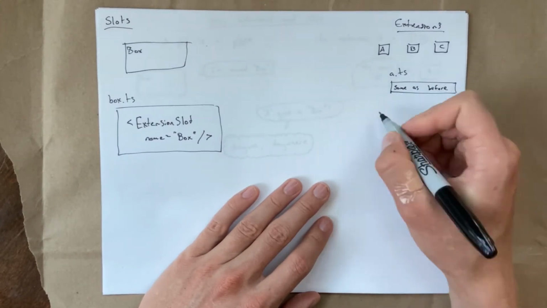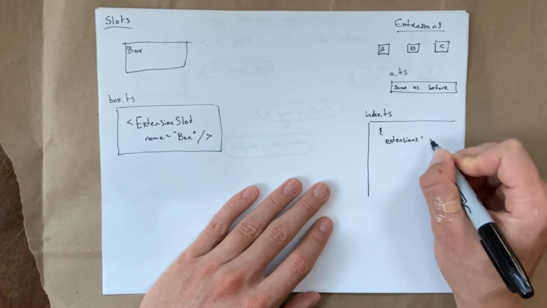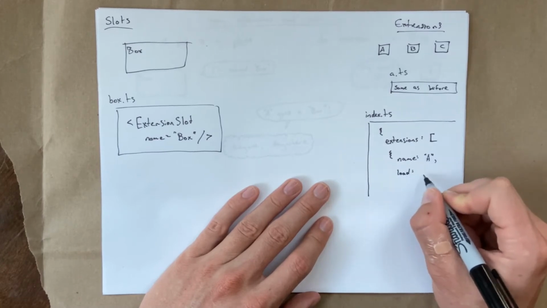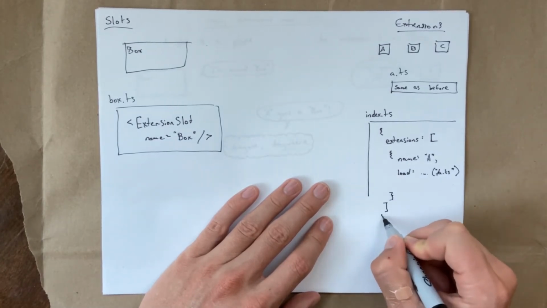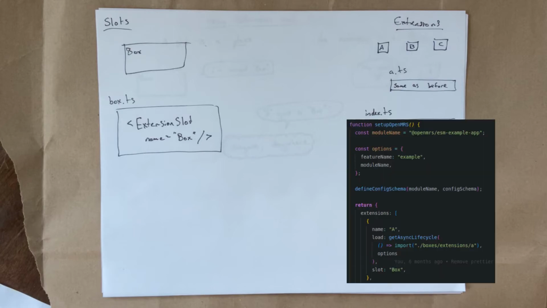We'll implement A, B, and C exactly as before. The component files will be exactly the same. However, we'll add to index.ts a definition that informs the extension system that an extension exists. That'll tell the extension system what the name of the extension is and how to load it. And that load is just a reference to that component. There's some boilerplate code that goes in there. You'll see it in the code.